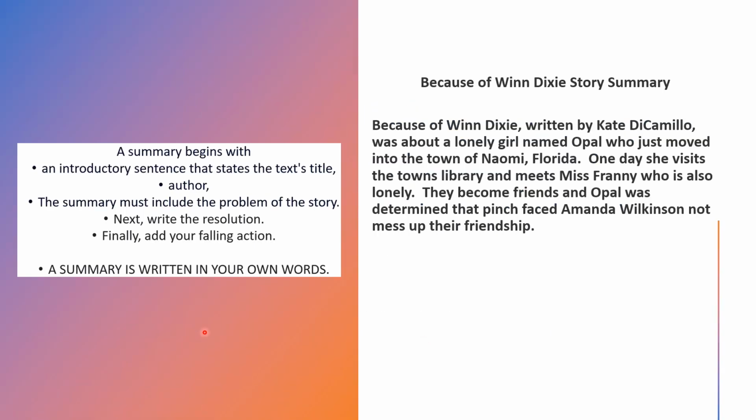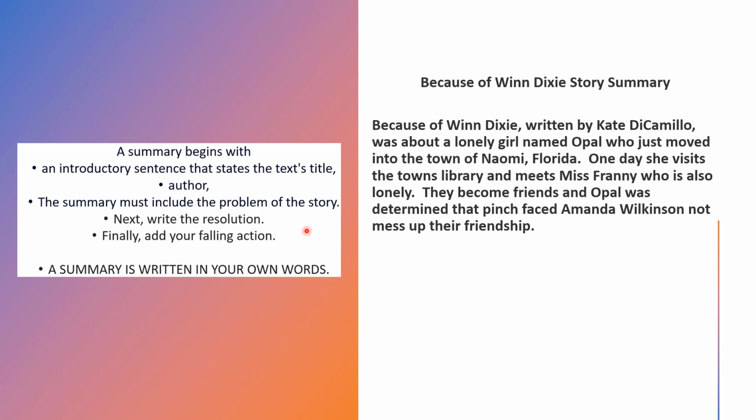All right, let's see if my summary that I wrote for Because of Winn Dixie meets all of the elements of a good story summary. Because of Winn Dixie story summary. Because of Winn Dixie, written by Kate DiCamillo, was about a lonely girl named Opal who just moved into the town of Naomi, Florida. One day she visits the town library and meets Miss Franny, who is also lonely. They become friends, and Opal was determined that pinch-faced Amanda Wilkinson not mess up their friendship.